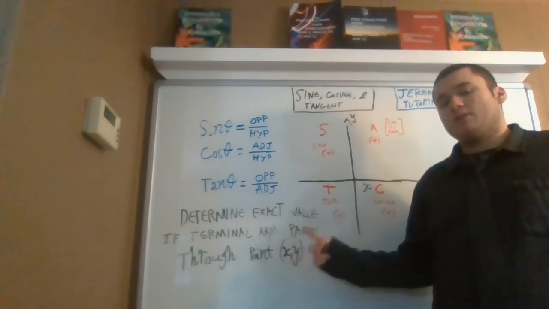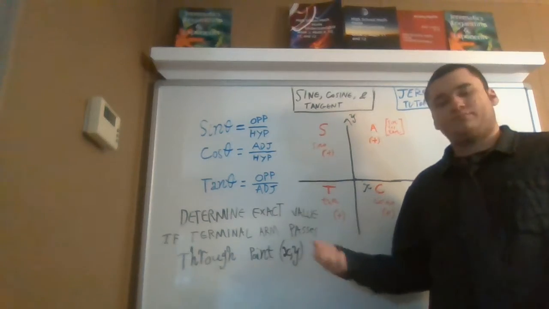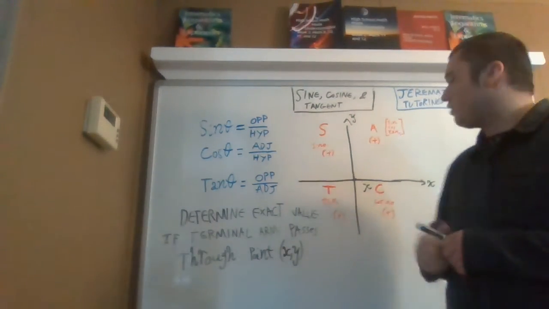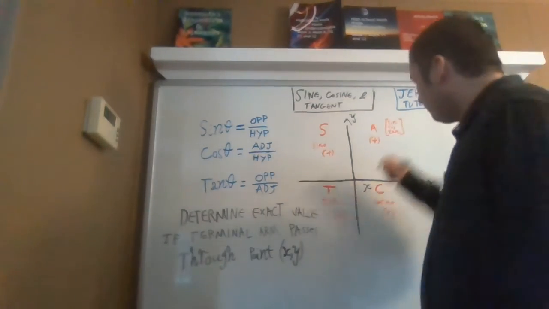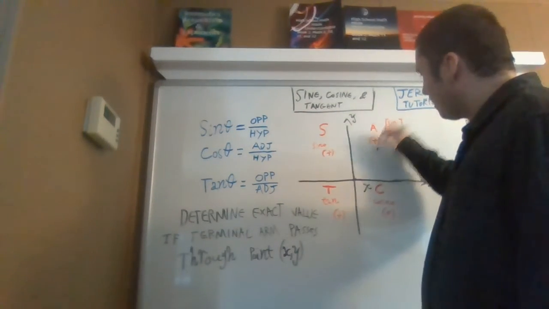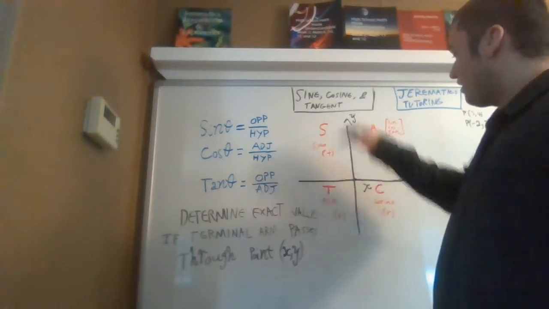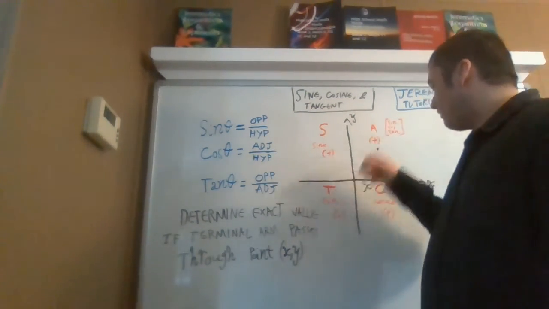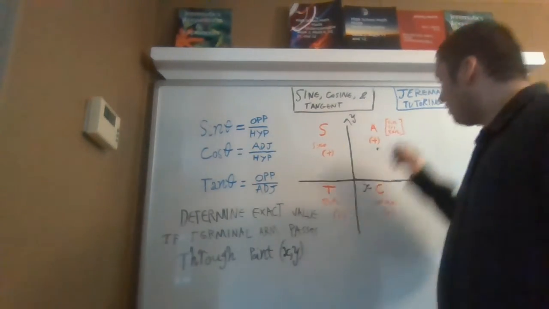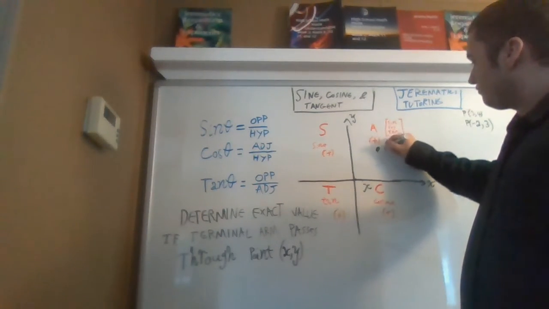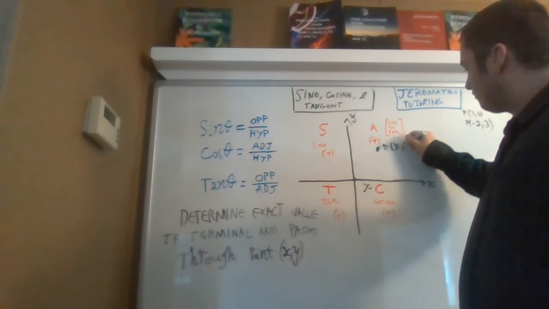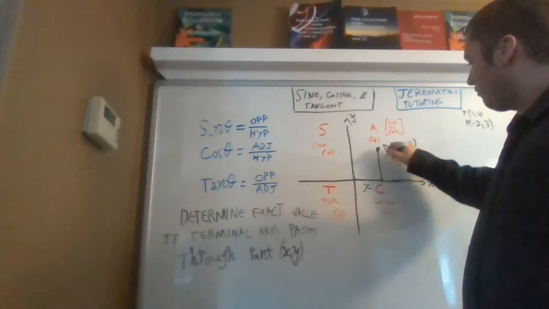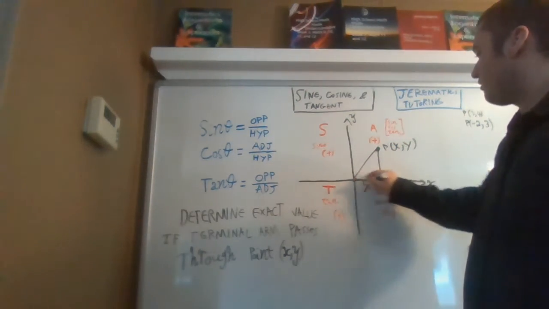So we have a terminal arm that passes through point xy. Where am I going to draw point xy? Well, I could really draw it anywhere, but to keep it pretty simple, I'm going to draw this in quadrant 1. And I know you're seeing this ASTC thing on the board right now. I'm going to talk about that in a moment, but for now I'm going to give this example with the triangle. So here we have our point xy, and here's x, y, and our hypotenuse, okay?